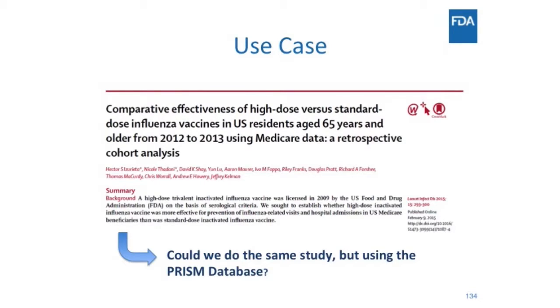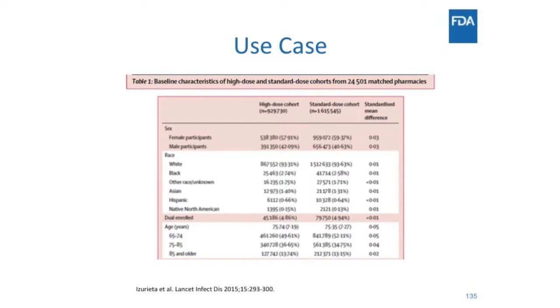And so really the question was, if this study could be done in one large administrative database, could it also be done in the PRISM database? So to clarify, our goal when we did this was not to actually come up with a measure of effectiveness for high dose versus standard dose influenza vaccines. What we were really doing was using this as a guide to start to explore the availability of data elements and really to better understand what exposure data we had, what outcome data we had, and what covariate data we had. We did not actually determine the association between the exposure and the outcome. Our goal really was to be able to produce a table like this and to see what kind of data elements we had.